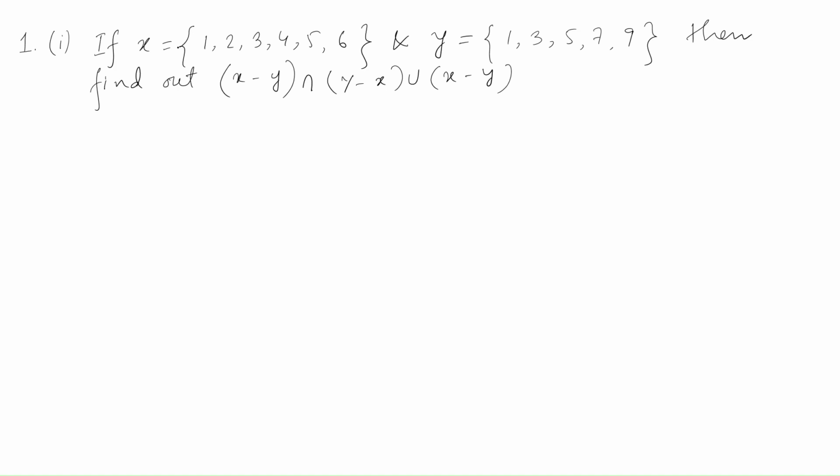X is a set with the elements 1, 2, 3, 4, 5, 6, and Y is a set with the elements 1, 3, 5, 7, 9. We have to find (X minus Y) intersection (Y minus X) union (X minus Y).